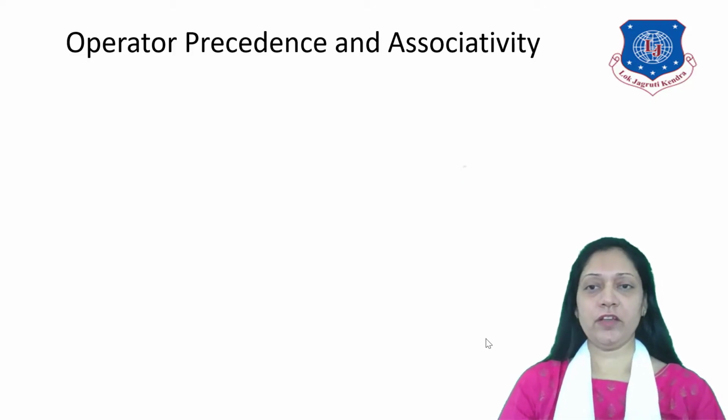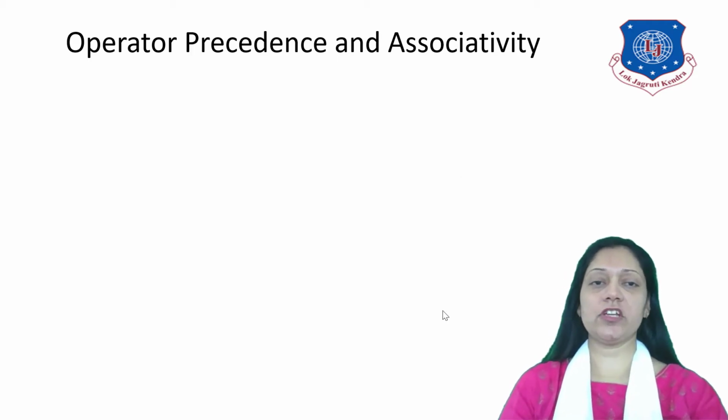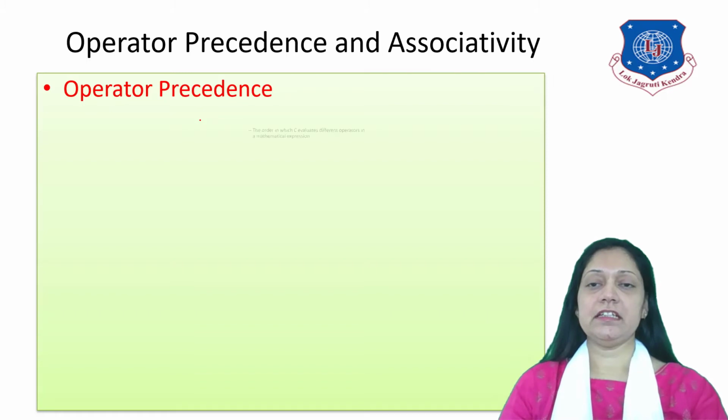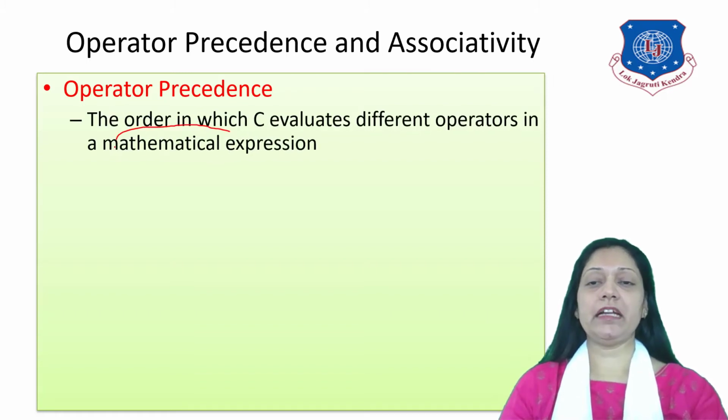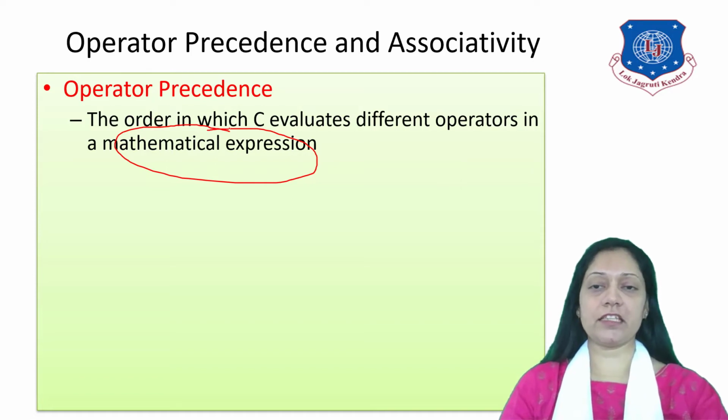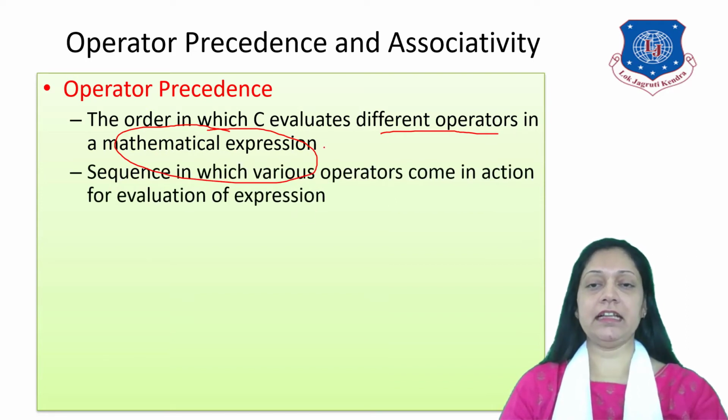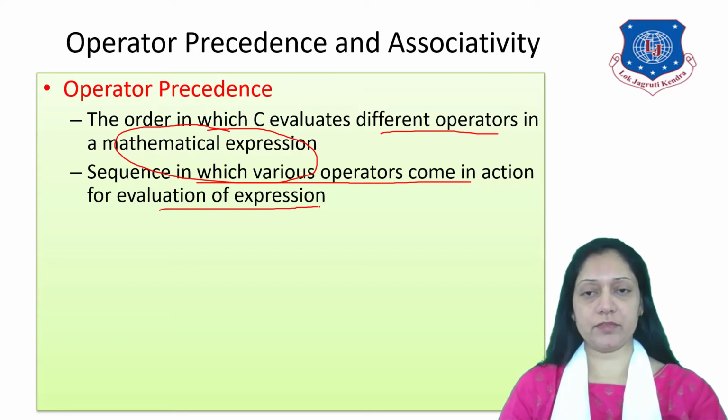Hi all. So today we are going to see what is operator precedence and associativity. Operator precedence means whenever we have a mathematical expression, the order in which the expression gets evaluated using different operators is known as operator precedence. That is the sequence in which various operators come into action for evaluation of an expression.